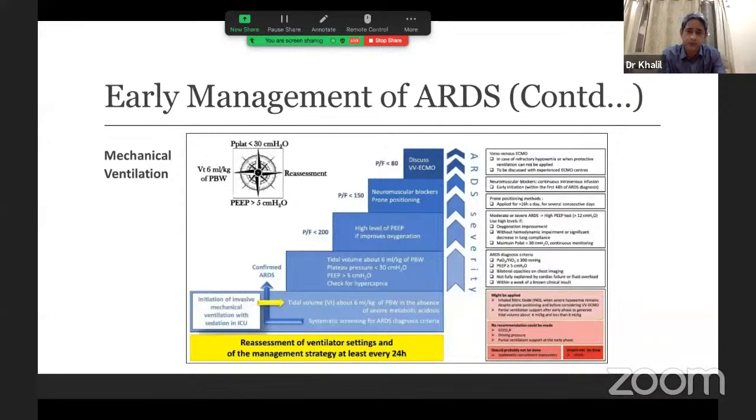some time so that you can shift the child to a higher level of care, where no veno-venous ECMO has been tried with success. So usually veno-venous ECMO in case of refractory hypoxemia or when protective ventilation cannot be applied. So to be discussed with experienced centers which are well equipped to handle these type of children.